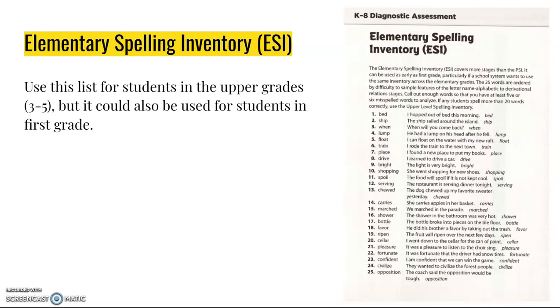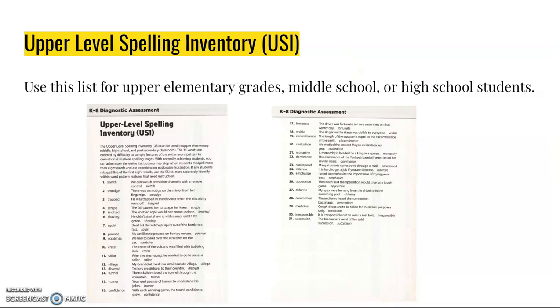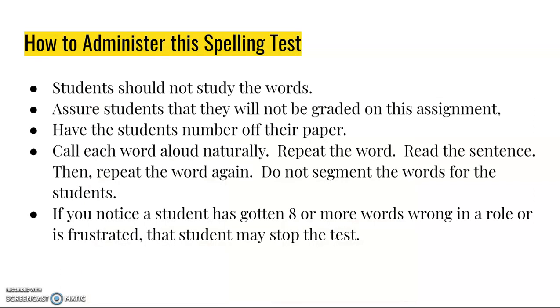The elementary spelling inventory, or the ESI, can be used for students in the upper grades, 3 through 5, but it could also be used for students in first grade. Lastly, the upper level spelling inventory, the USI, can be used for students in the upper elementary grades, middle school students, or high school students.